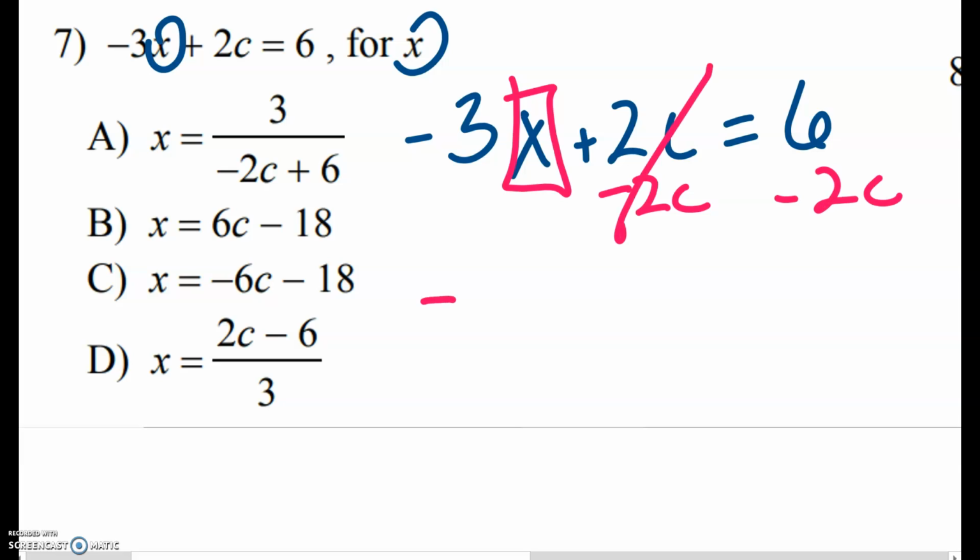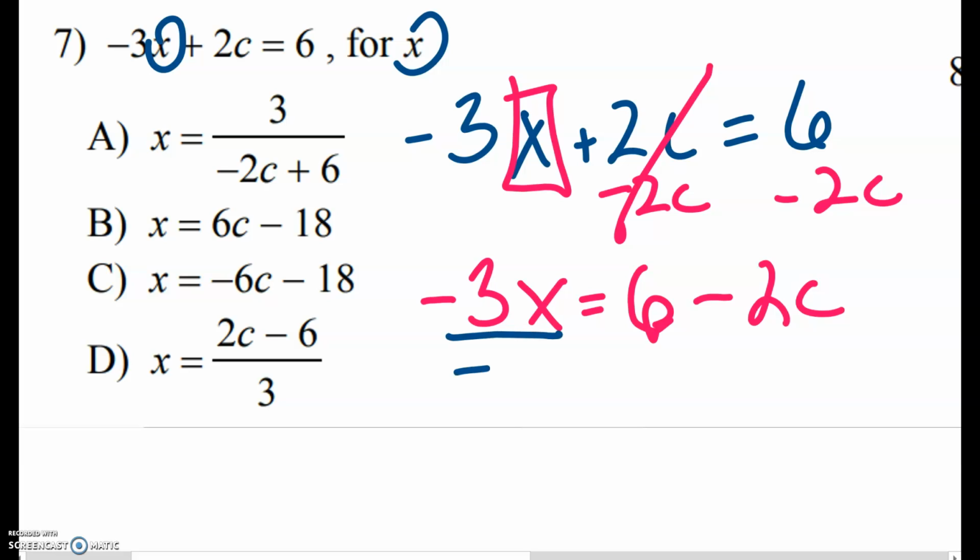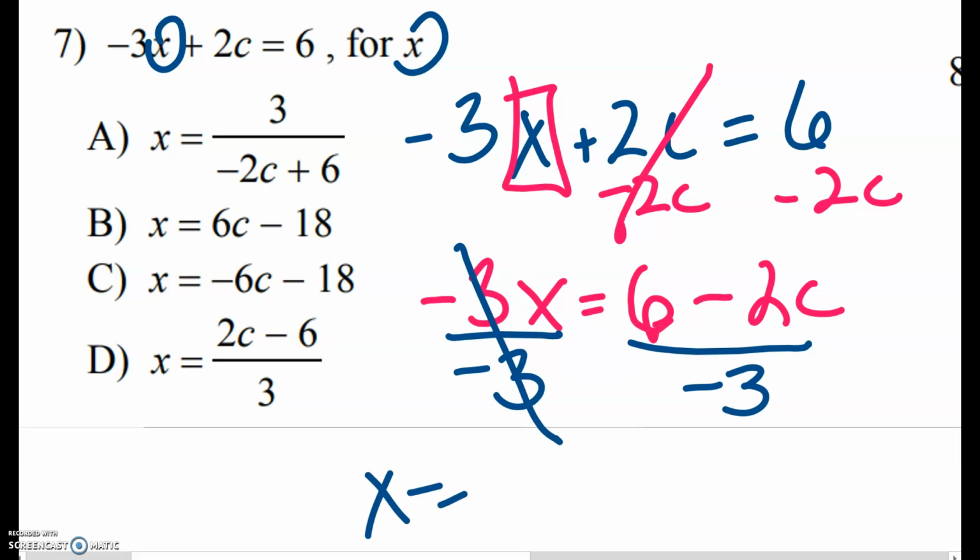That crosses out. Now on the right side, it says 6 minus 2c. I don't know what that is. I can't combine those. They're not like terms. So I'm just going to write this as 6 minus 2c. Now, the next thing I need to do is get rid of this -3. So this crosses out. If I look at my answers, notice that this is x, 6 minus 2c. I'm going to rearrange that order so the variable's first. So I have a -2c and a +6 over -3.